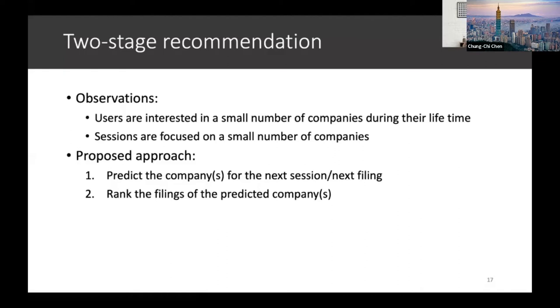In that case, the first stage would be to predict the company or companies of the next session and the company for the next filing. This way we reduce the problem of filing recommendation to a first stage of company recommendation, which will drastically reduce the search space from all filings to all filings of a specific company or companies. And then in the second stage, we need to rank the filings of these predicted companies for making a recommendation.